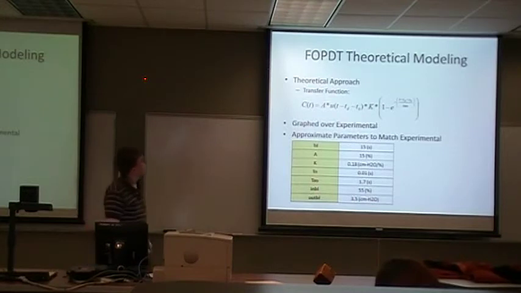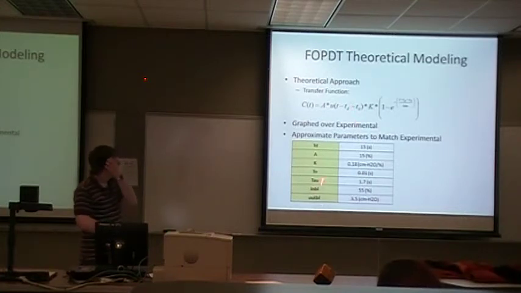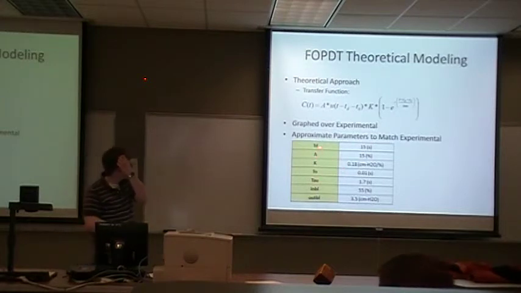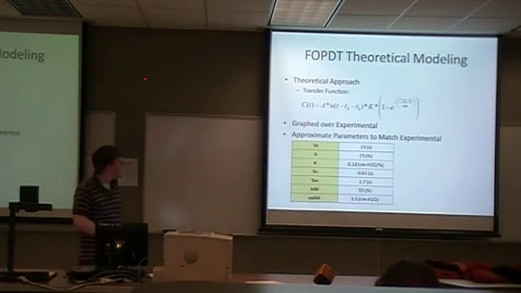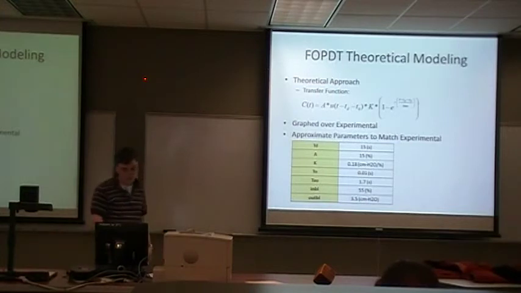This is for our theoretical FOPDT. There's our transfer function that we used. We took our results and graphed them over our experimental. These were our approximate parameters that we wanted to match: 15 seconds, amplitude of 15, gain of 0.18, dead time of 0.01, 1.7 time constant, 85% for our input, and output 3.5 centimeters H2O.